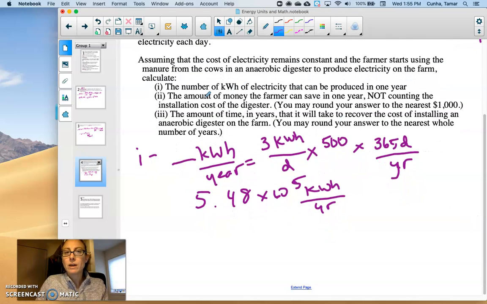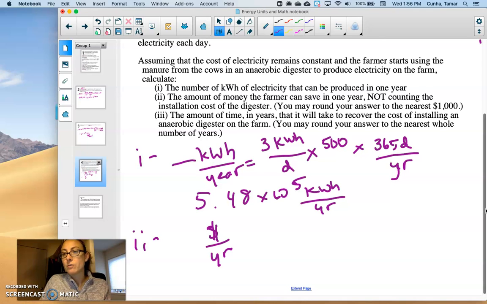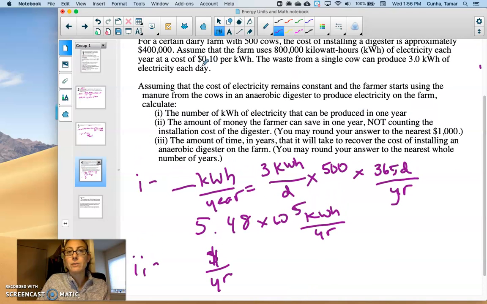Question 2 asks, okay, so how much money would you save in 1 year if you were doing this? So we're not going to consider how much it takes to install that. That's the next question. But basically what that's asking is how much would this be worth in dollars, right? Because we want to know about dollars per year. And we know we're making this much electricity per year, so that just needs us to take into account how much money each kilowatt hour is worth.